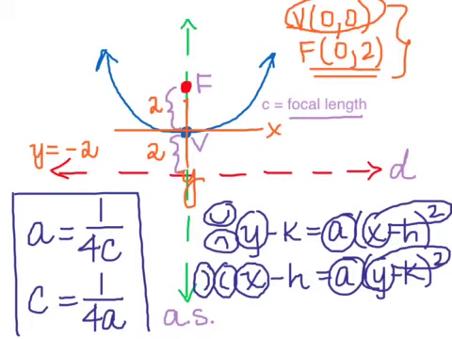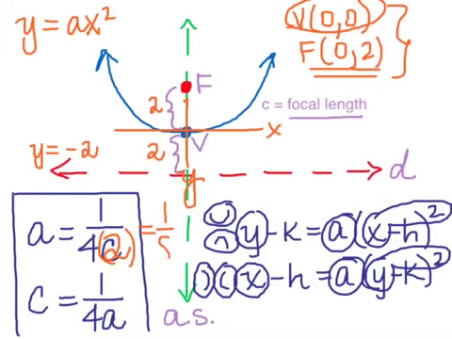The equation of the parabola, however, is going to be y equals ax squared. And we don't know what a is, but we can find it because we know what c is. And so if we take c, which is 2, and we put it into this formula, we get that a equals 1 over 8. And so what we can do is we can say the equation of this parabola is 1/8 x squared.